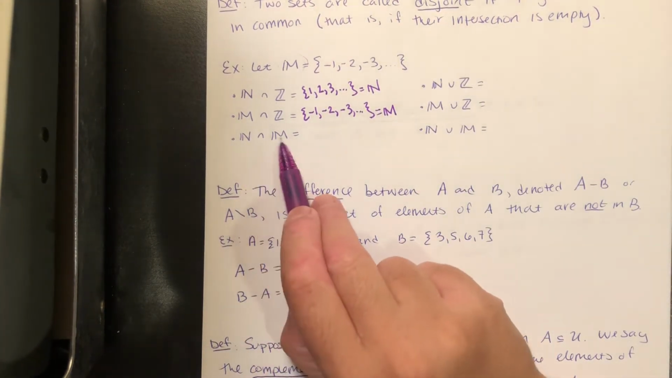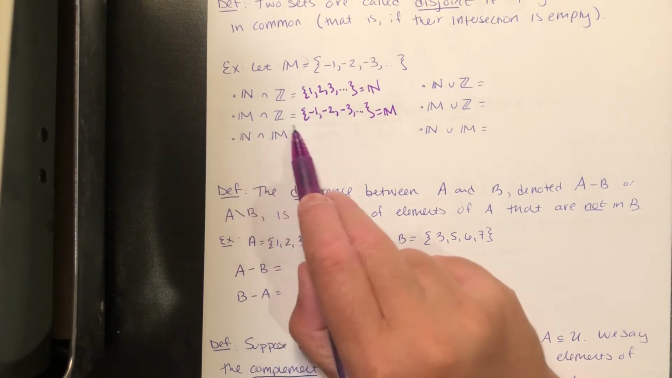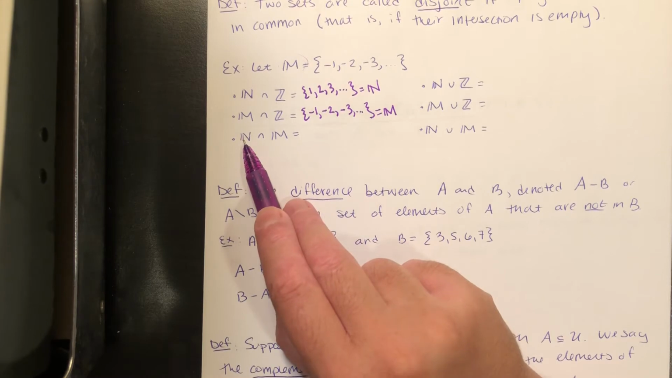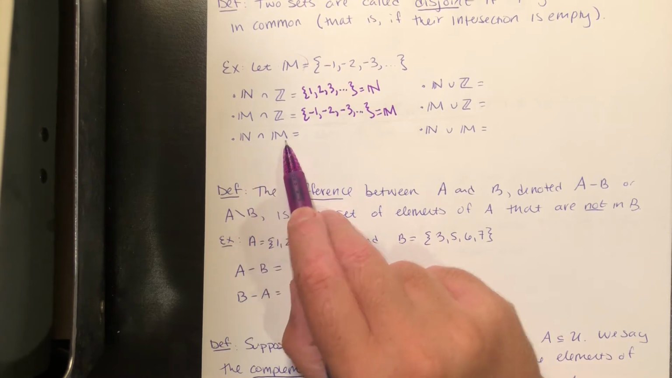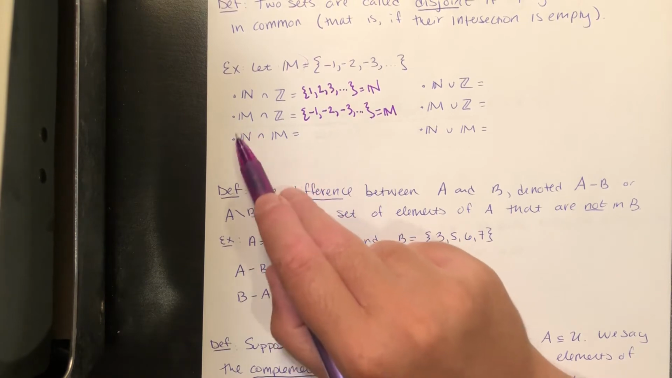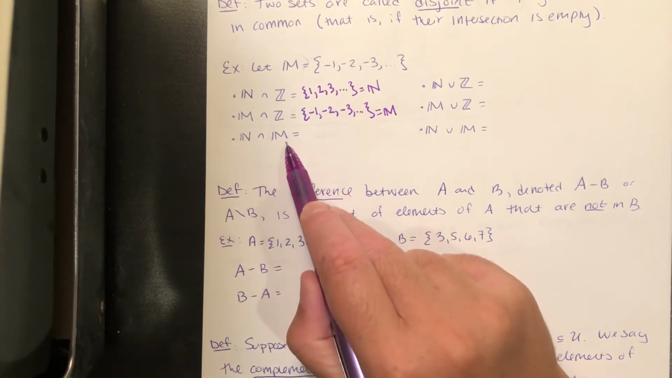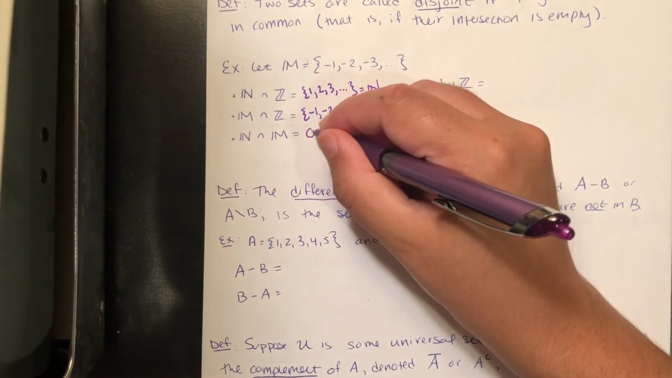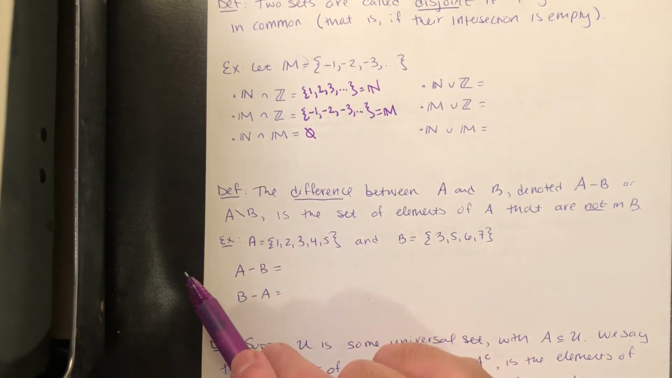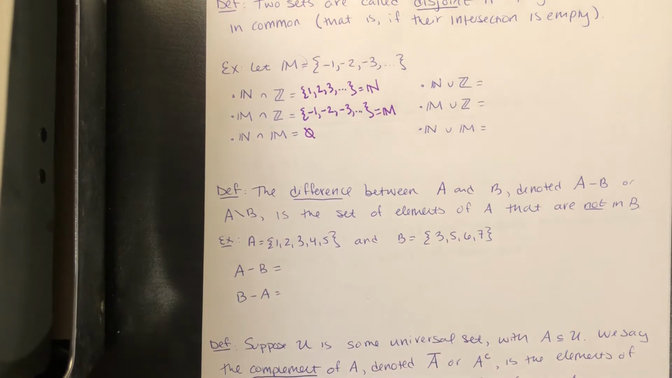Now what about N and M, the set of natural numbers and the set of negative integers? Well, 1's in N, but it's not in M, right? -1's in M, but not in N. Actually, this set only contains positive numbers, and this set only contains negative numbers, which means the intersection is the empty set, which means these two are disjoint. Right? They have no elements in common.